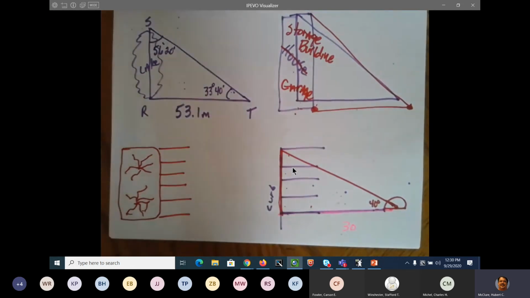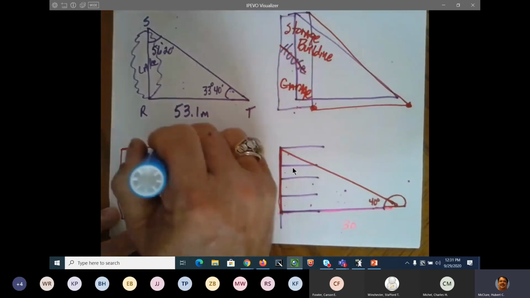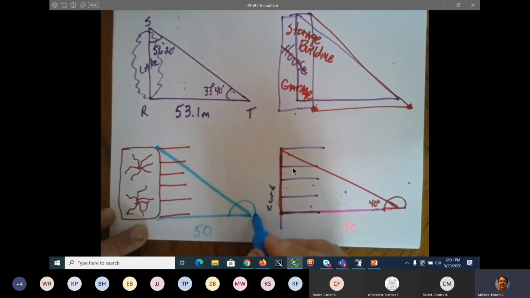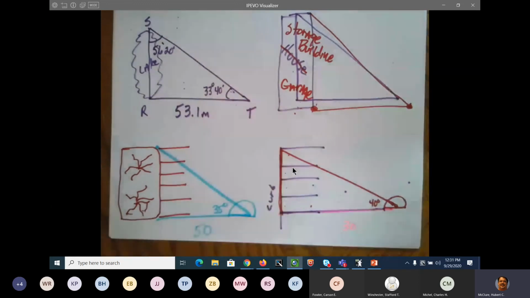I'm going to do it again. Draw your string out to here. Let's say that's 50 feet. And then draw a string to that corner right there. And measure your angle. Let's say that angle is 35 degrees. Now you got what you need for your project.